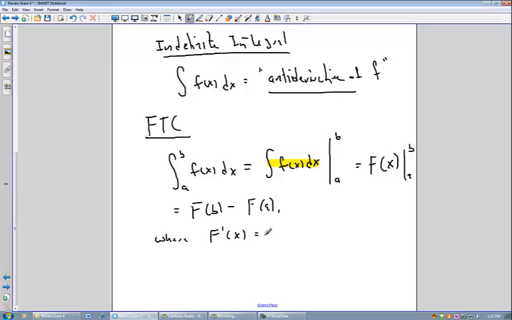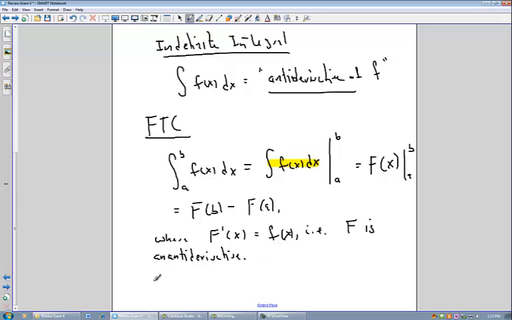where capital F prime of x is equal to little f of x. And let's do this backwards, right? So that is capital F is the antiderivative. And I'm actually going to go a little bit further. Is an antiderivative. My spelling is terrible here, right? So anti is an antiderivative. There we go. So that's the significance of the fundamental theorem of calculus.